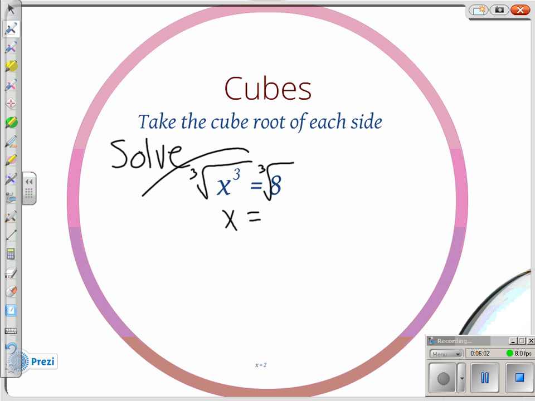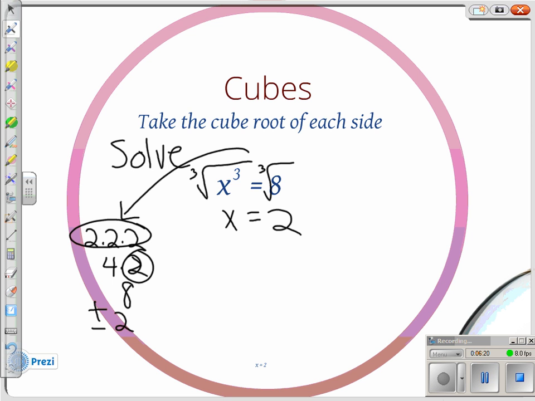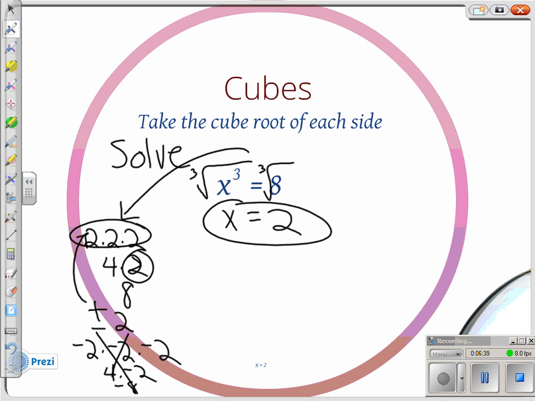So just kind of a side note, if you need a little pencil and paper work, 2 times 2 is 4. 4 times 2 gives us 8. So our answer then would be the 2. Now, does it have to be positive or negative? No, because if I chose positive or negative 2, positive 2 we know works. We just did that. But if I did negative 2 times negative 2 times negative 2, that gives me a negative 8. So that does not check. So remember that the rule is going to be a little different when we're talking about square roots as opposed to cube roots. So x is equal to 2 is our final answer.